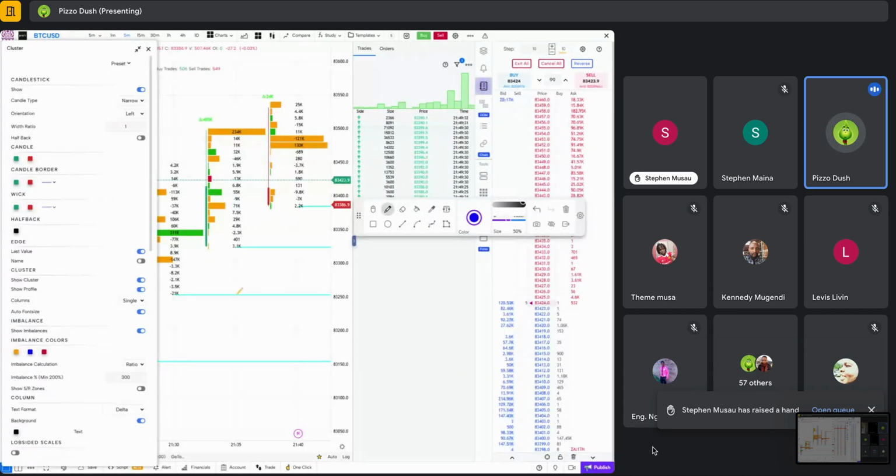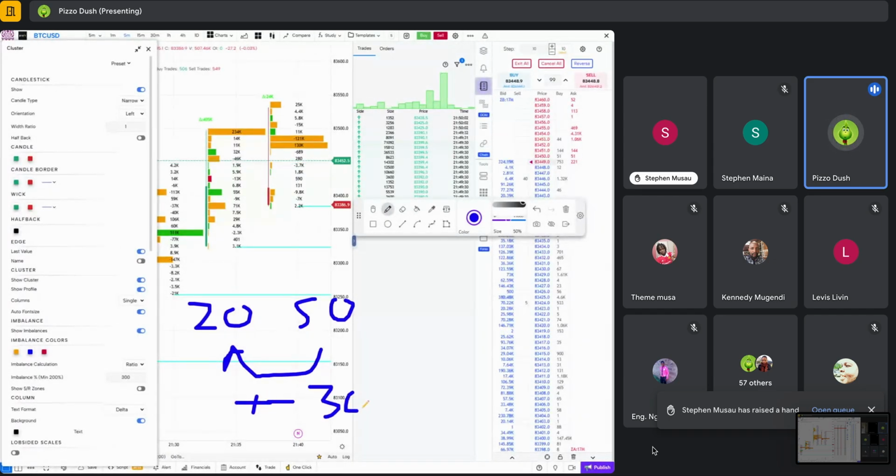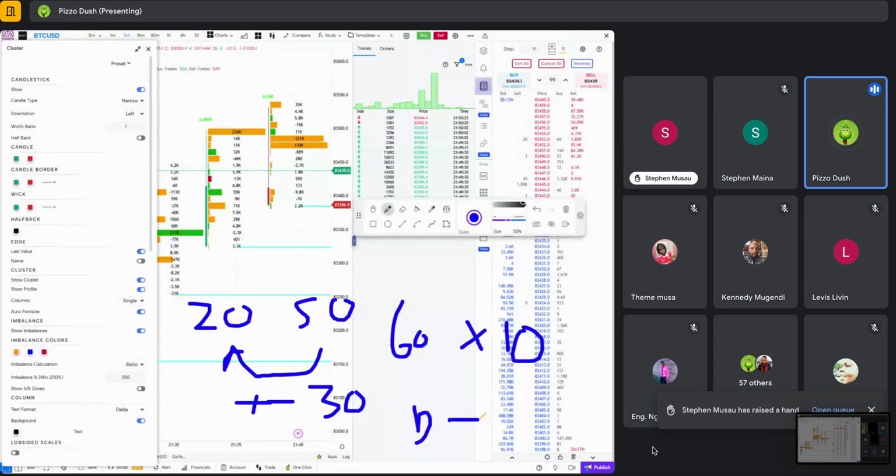So assume there are 20 sellers and 50 buyers. The difference between those two, that is the delta. So here the delta will be plus 30. So plus 30. So there are 30 more buyers than sellers. Assume there are 60 sellers but 10 buyers. So here what will the delta be? Delta will be negative what? Negative 50. Because there are 50 more sellers than buyers. You see? And delta is what tells you who is currently taking over the market. If delta is positive, it means there are a lot of aggressive buyers. If delta is negative, it means there are a lot of aggressive sellers, but we'll come to that.